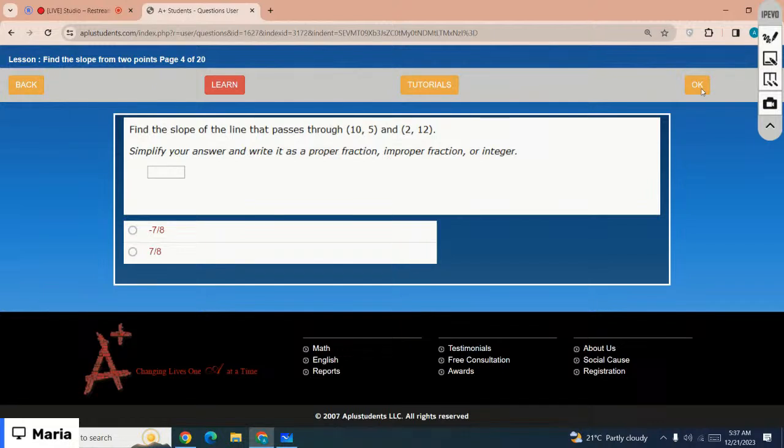Find the slope of the line that passes through 10, 5 and 2, 12. So which is the correct option? Yes, that is option number 1. Negative 7 over 8 is the correct option, right?